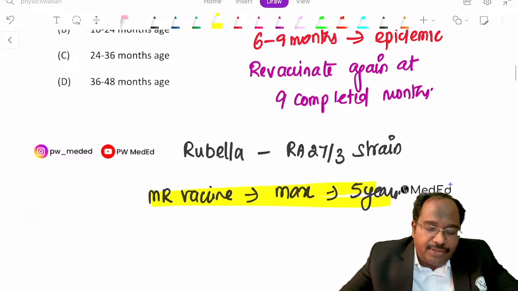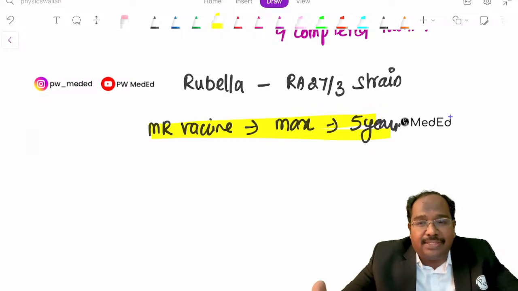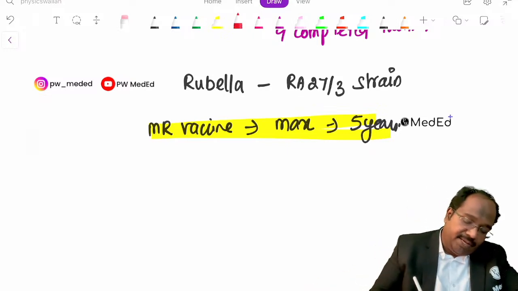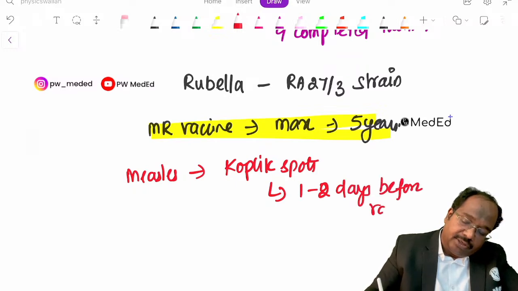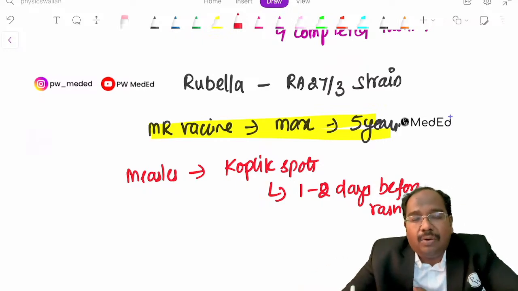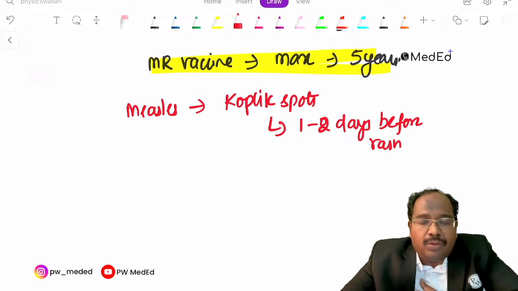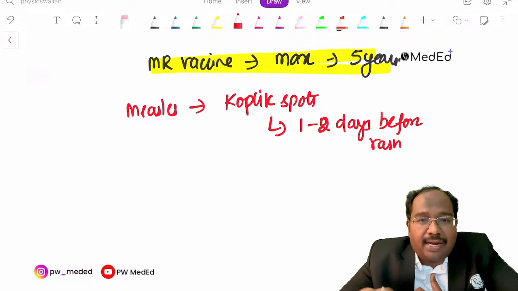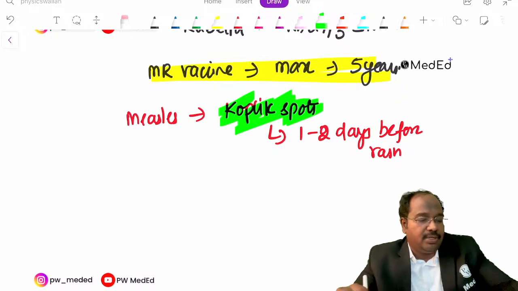One more question here. What is the pathognomonic feature of measles? That was asked recently in the NEET exam also. The pathognomonic feature is Koplik spots. They appear 1 to 2 days before the rash, in the buccal mucosa. Bluish white lesions opposite the first or second lower molar tooth, appearing 1 to 2 days before the rash. Recently in the NEET exam they asked this question. Koplik spots, that is the feature.